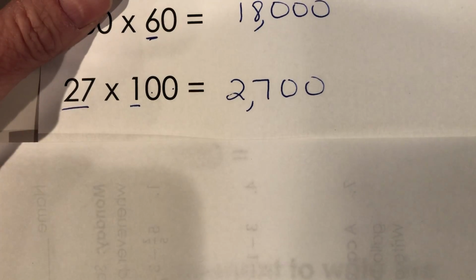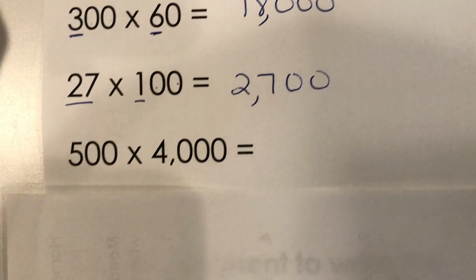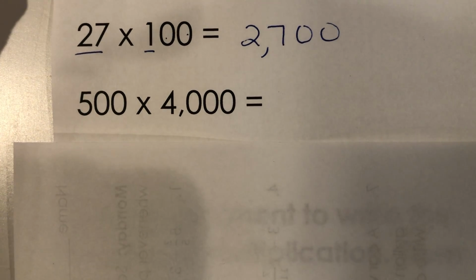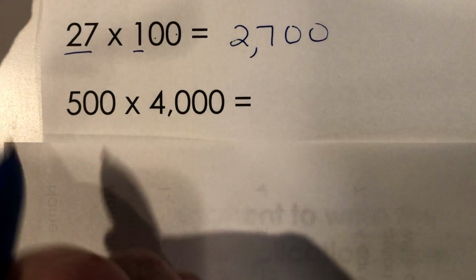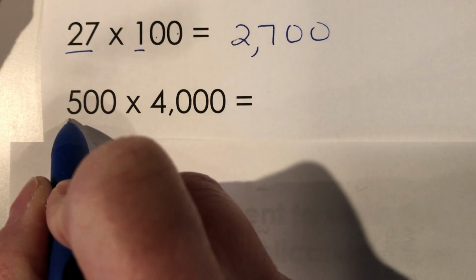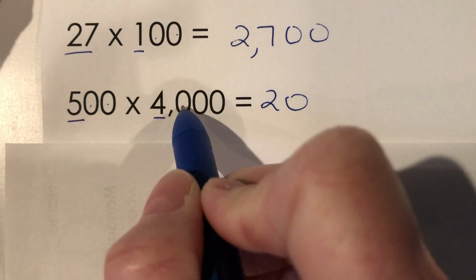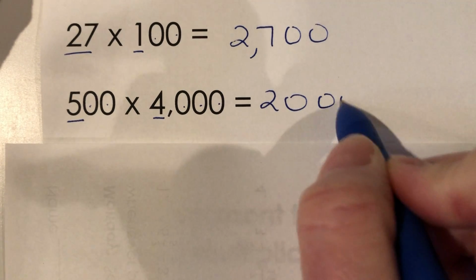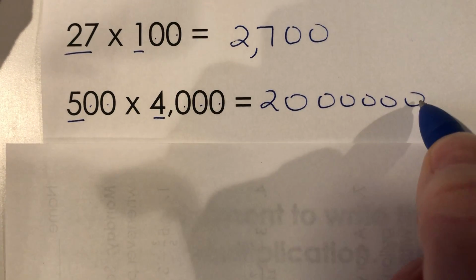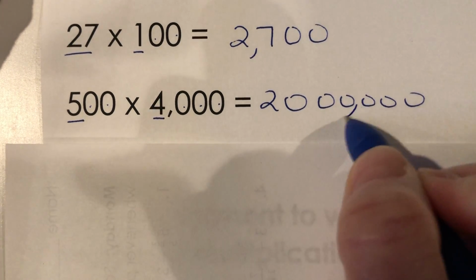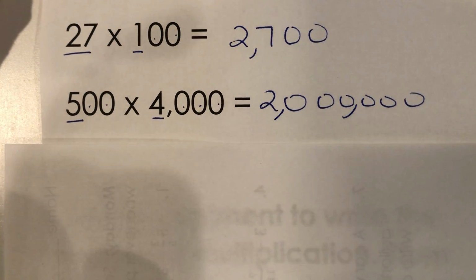All right, erase. Next. 500 times 4,000. Press pause, press play when you're ready. All right, 5 times 4 is 20, and we have 1, 2, 3, 4, 5 zeros. And we put in our comma, 1, 2, 3, 1, 2, 3, and we get 2 million.